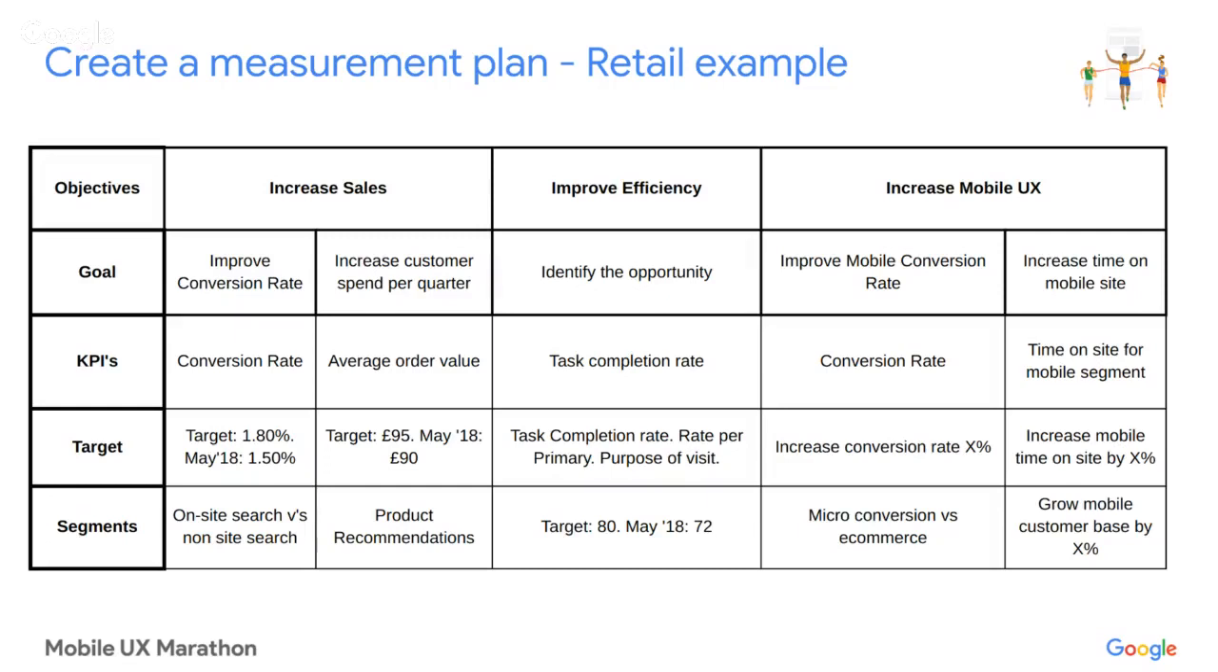On your right is the increase of mobile UX, right? The goal would be to improve the mobile conversion rate, right? The KPI would be your conversion rate metric that you're going to judge that by, right? The target would be an increase in conversion rate of X%. And then you want to segment that out, right? So you want to segment it for pure e-commerce, and maybe there are some micro conversions as well that it'd be worth segmenting out. Great. Okay, so this is quite basic, right?